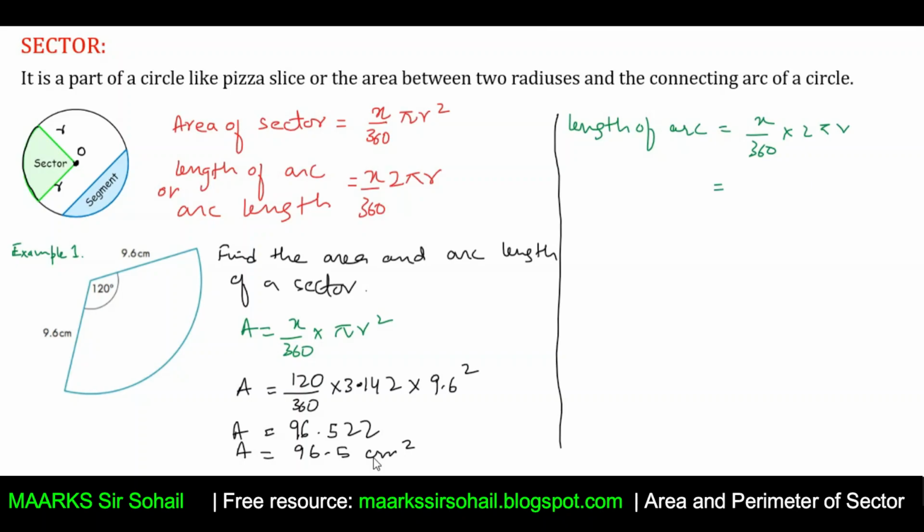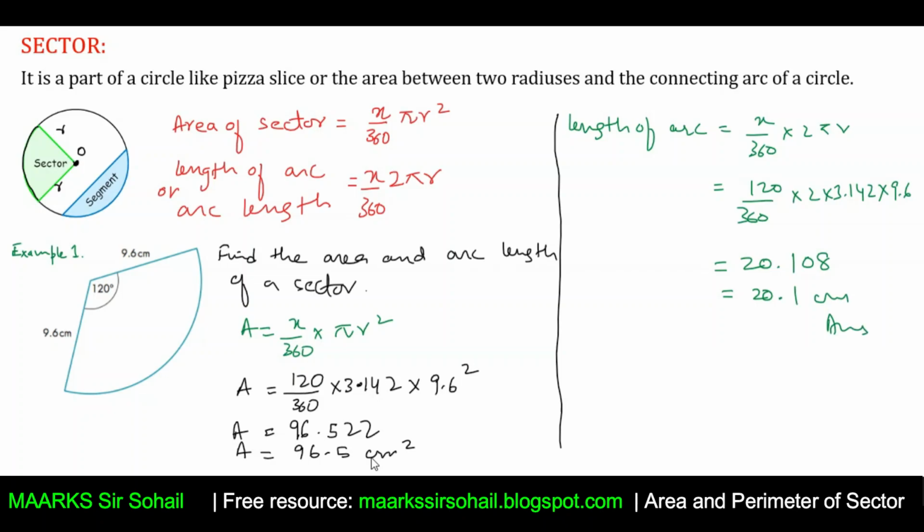So x is 120 upon 360 multiply by 2 multiply by 3.142, which is the value of pi, and multiply by the radius. So radius is 9.6. I'll use the calculator to evaluate it. So 20.108 is the answer. Again I want to give it to 3 significant figures, so I'll write 20.1 centimeter, this is my answer.